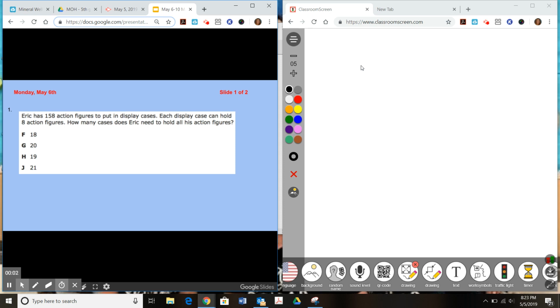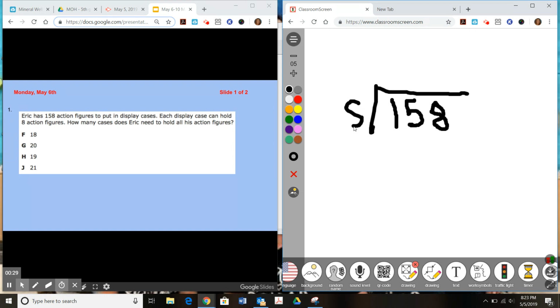Okay, hopefully you've had enough time to solve this problem. When we asked ourselves those questions about do we have a total and do we have equal groups, that should have led us to the procedure of division. So we're going to work it out over here on the side. We are splitting Eric's action figures into groups. So we have a total of 158 and splitting those into 8 groups, okay?